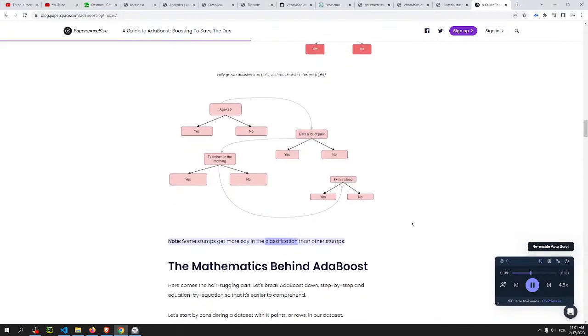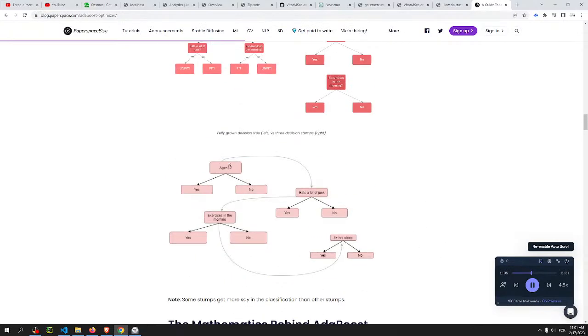Note, some stumps get more say in the classification than other stumps. The mathematics behind AdaBoost. Here comes the hair-tugging part. Let's break AdaBoost down, step by step and equation by equation so that it's easier to comprehend.